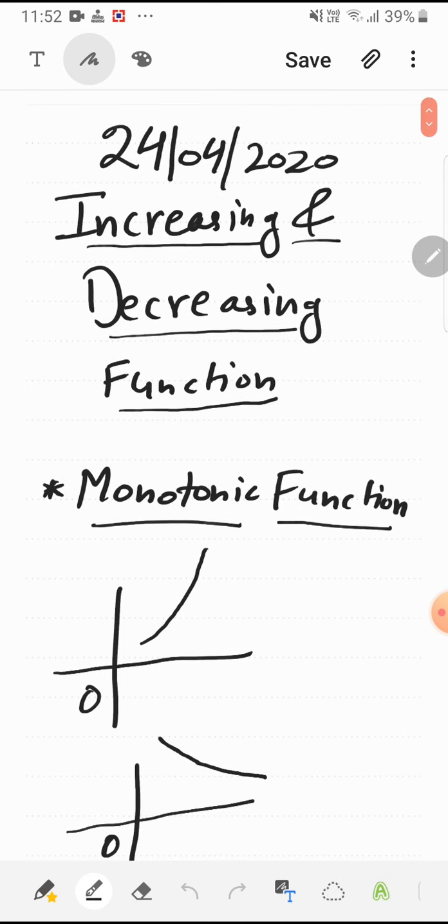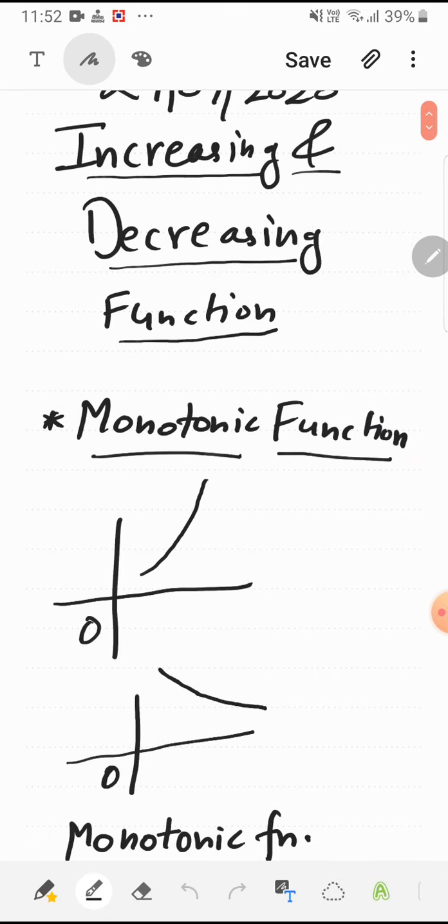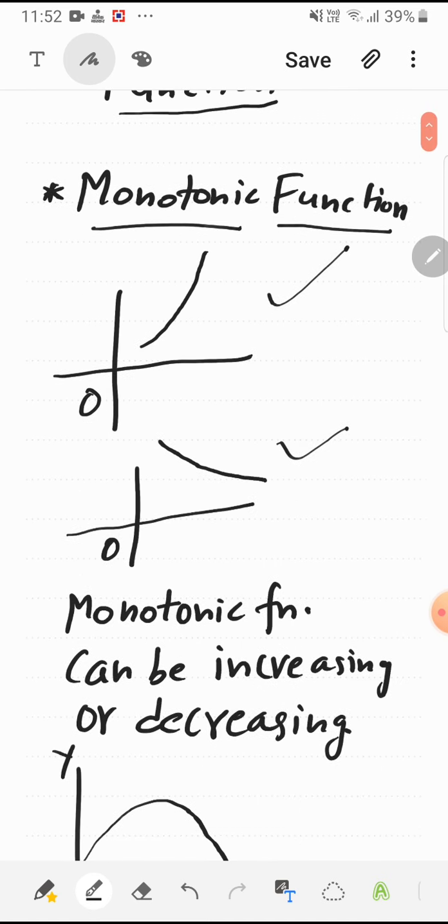So let us understand one term which is called monotonic function. Now what is a monotonic function? A function which has the same trend is called a monotonic function. Like this is an example of a monotonic function. At the same time this is also a graph of a monotonic function. So a monotonic function can be increasing or decreasing. Like the first one is an increasing function and the second one is a decreasing function.